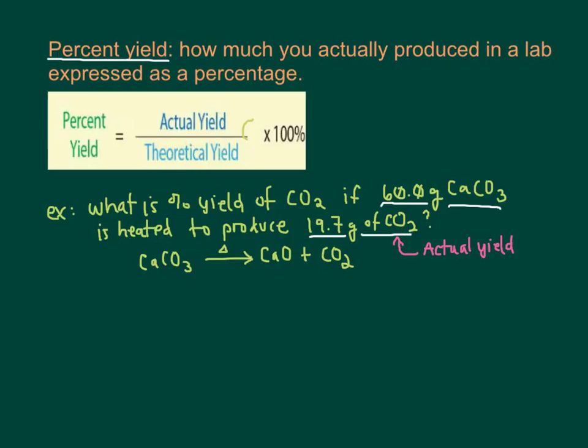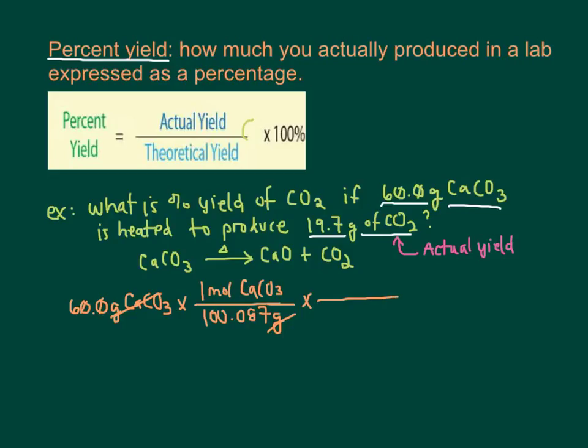So now we need to calculate the theoretical yield. That's where the 60 grams of calcium carbonate comes in. So we'll do a quick stoichiometry problem to calculate our theoretical yield. To do that, we're going to need to get our grams of calcium carbonate into moles so that we can compare it to the chemical equation. And of course, we're going to do that using its molar mass. So that's going to get us into moles of calcium carbonate.